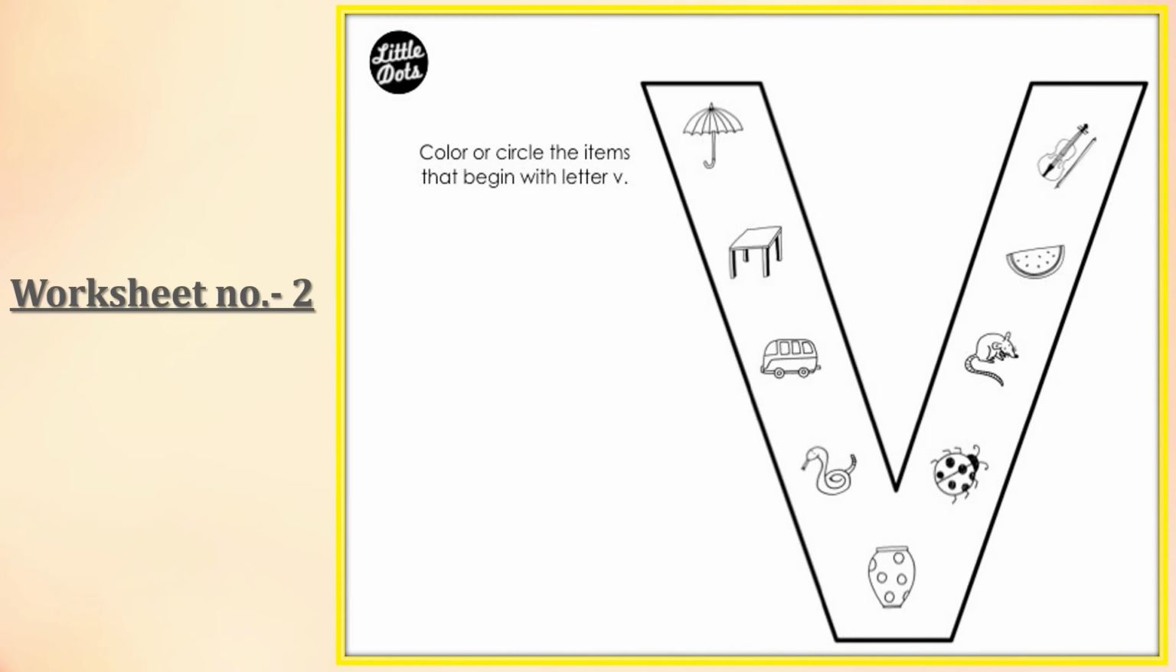Worksheet number two, it says color or circle the items that begin with the letter V. So you can see different objects here inside letter V. You have to color or you can circle it. You can circle the items which begin with letter V. So V for van, van. V for vase, vase. V for violin, violin. So these are the pictures which start with letter V. You have to color them or you can circle them.